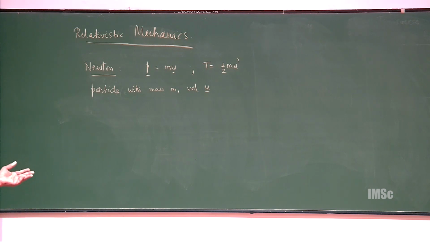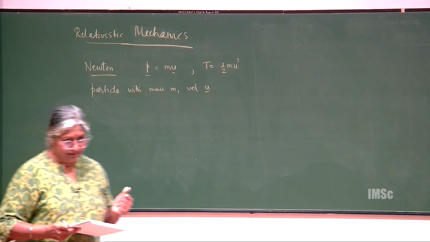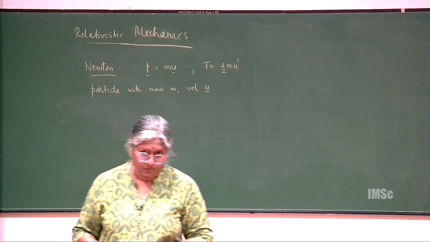Now I can use the Lorentz transformation equations and find v prime or u prime in the new coordinate system, which means that I can find p in the new coordinate system, okay. But before we do this, it will be convenient to introduce the 4 vector notation.